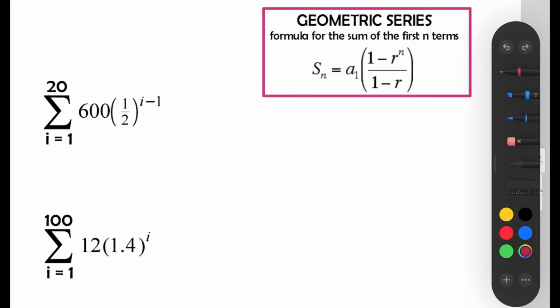Let's try one of those out. So here I'm adding up the first 20 terms of the sequence defined by this. I'm going to need to know a1, the first term, when I plug in a 1 for i. 1 minus 1 is 0. 1/2 to the 0 is 1. So the first term is 600. Then I'm going to do 1 minus the multiplier. The common ratio is that 1/2, the thing that's being taken to the power. And to the n, we're trying to add up the first 20 terms, so we're going to type in 20. On the bottom, 1 minus the common ratio again.